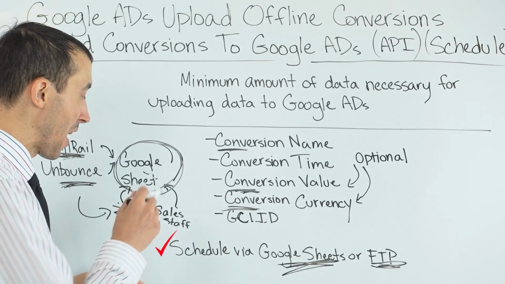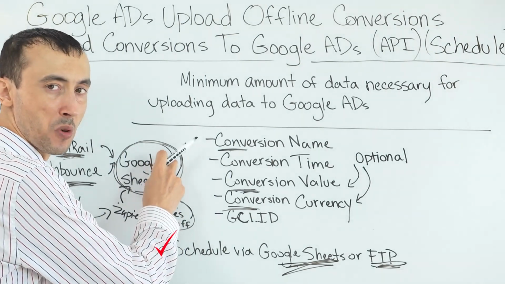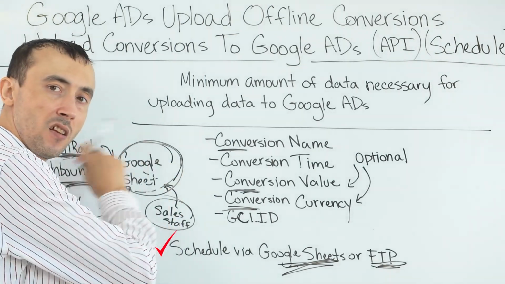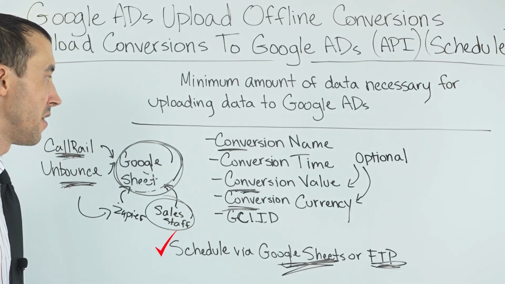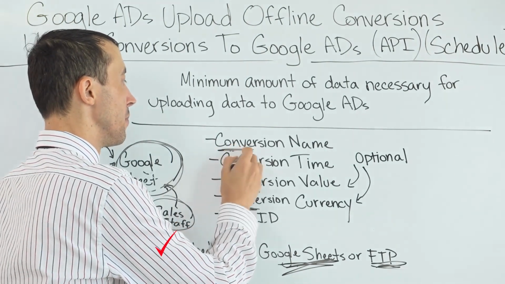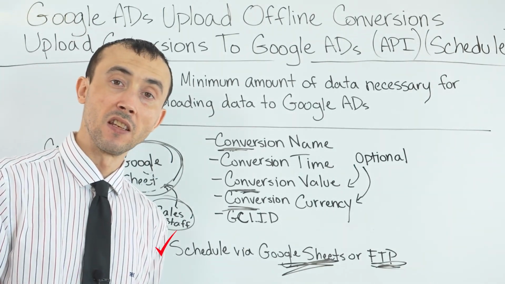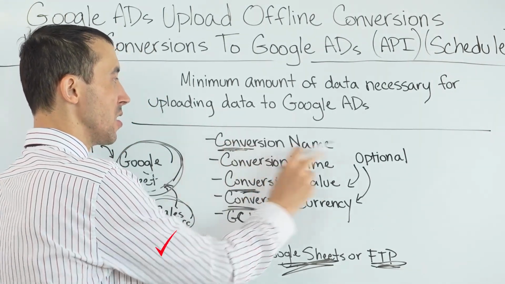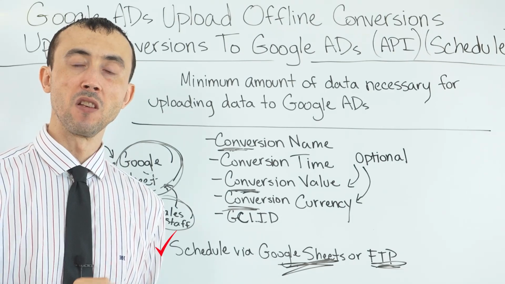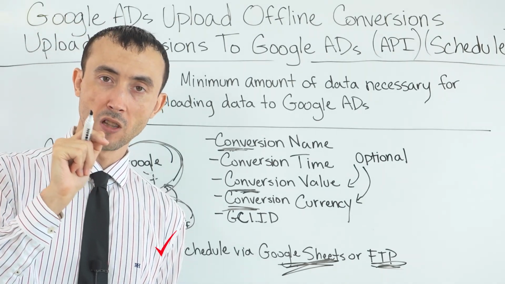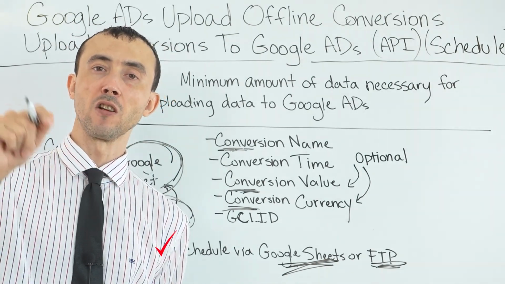But then, if you do that, all you have to do is tell your sales staff that if a sale occurs, go to this pre-designated sheet, find the lead that ultimately purchased, and under conversion name, have a drop-down so they can't mess it up. They select the conversion name, either phone or the goal name you have set up for offline sales occurring through phone calls or through form fills.